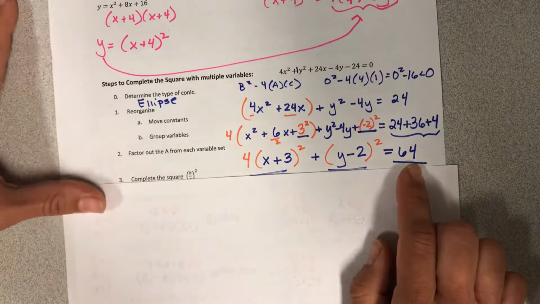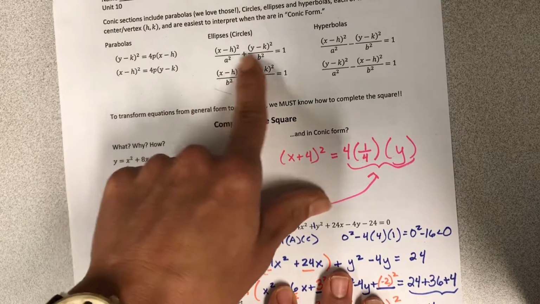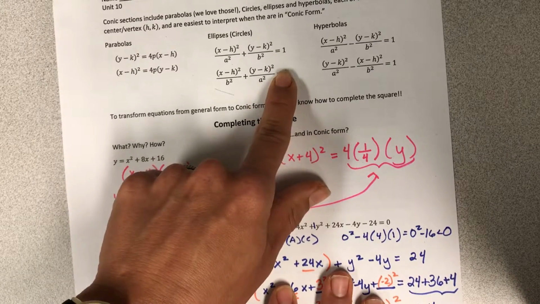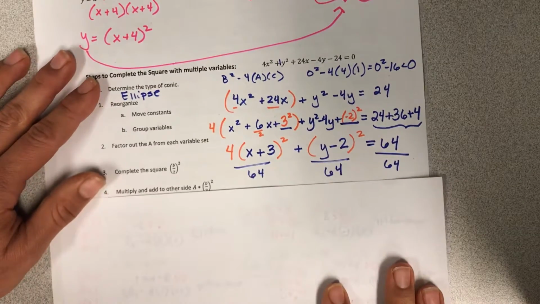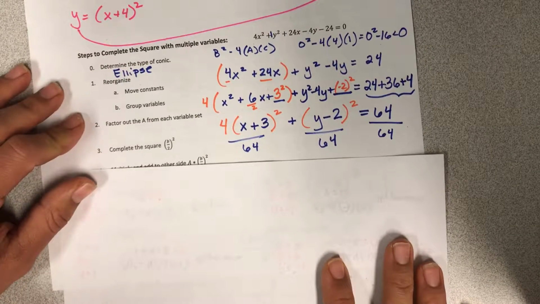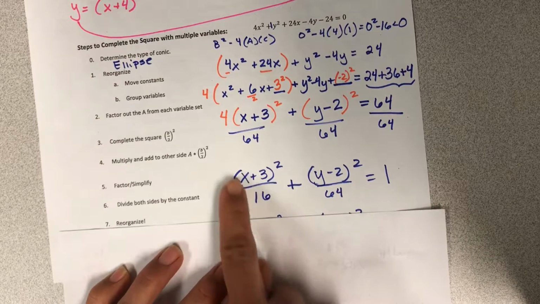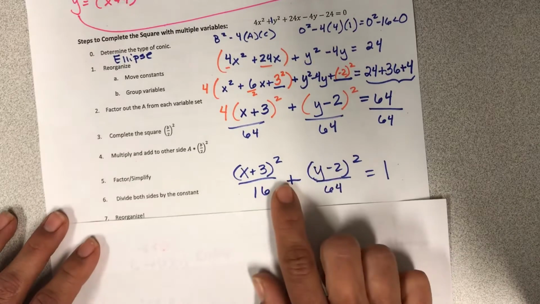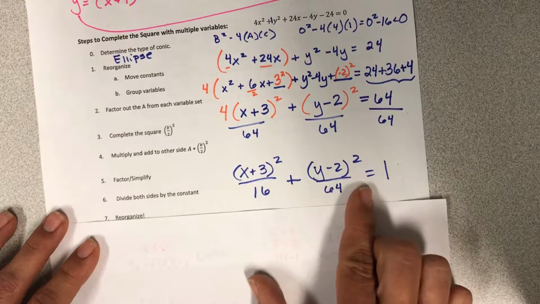Now, if I'm trying to get this into the conic form for an ellipse, this right side needs to be set equal to 1. So I've got to get rid of this constant of 64. And how I do that is I divide through by 64 and I simplify. The 4 over 64 is 1/16. So I get x plus 3 squared over 16 plus y minus 2 squared over 64 equals 1.